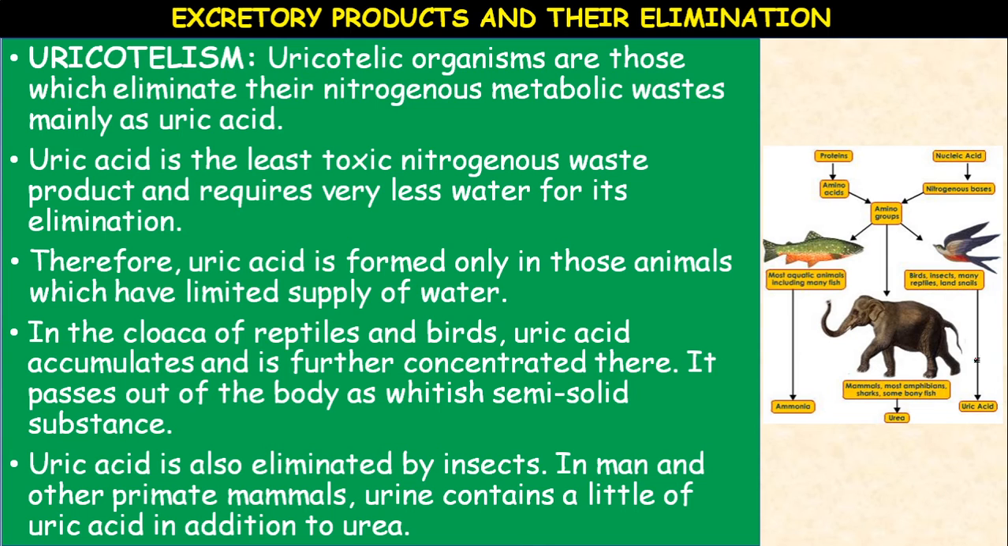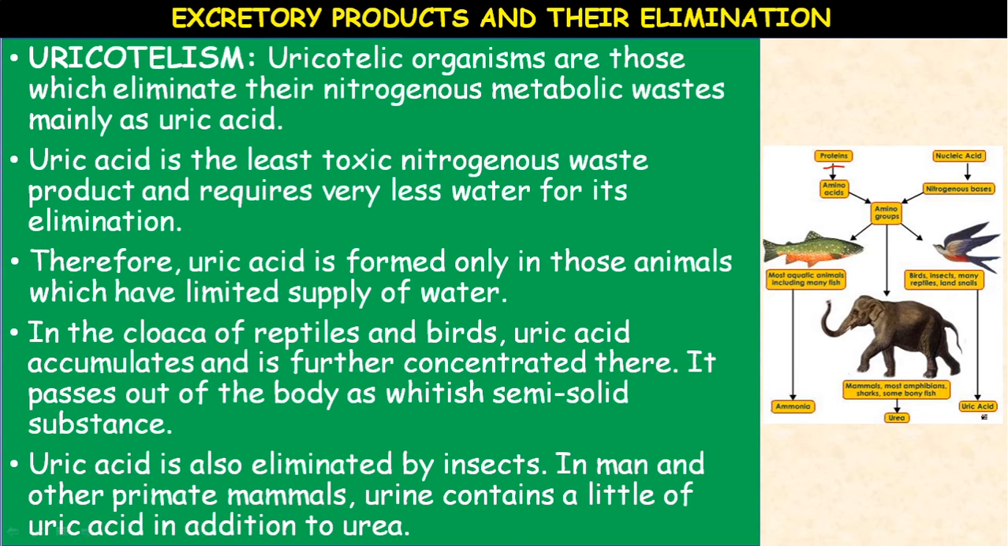Okay? So during the metabolism of proteins, the proteins are converted to amino acids, and the amino groups, and the nucleic acids are converted into nitrogenous bases, and these nitrogenous bases of nucleic acids are also converted into amino groups. In most aquatic animals including many fish, this is converted to ammonia. Whereas in mammals, most of the amphibians, sharks, some bony fishes, it is converted to urea. And in birds, insects and many reptiles, the land snails, it is converted to uric acid.